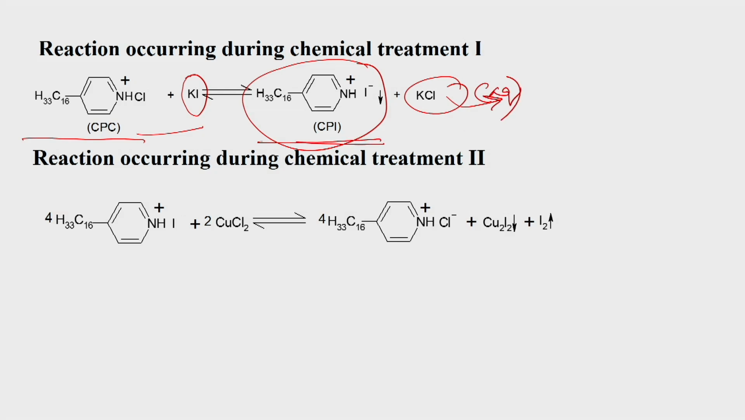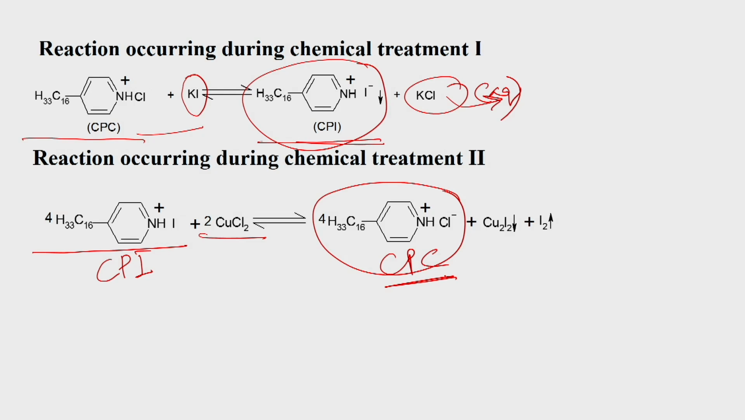Now, for the precipitate we have, cetylpyridinium iodide, we need to add copper chloride to get back this CPC. So, that CPC is nothing but the CPC we used for the previous separation process, and copper chloride will be precipitated out and iodine will be liberated. So, the CPC generated from the second chemical treatment process will be again used for the next micellar-enhanced ultrafiltration process. And we have observed that above 90% of surfactants were recovered using these two reactions, chemical treatment process 1 followed by chemical treatment process 2.